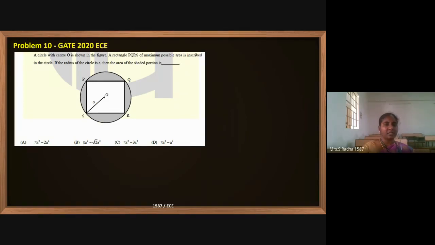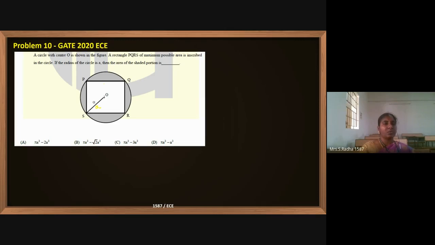This radius, this is alpha given here, but it is A. Radius of the circle is A. Then the area of the shaded portion. So this is the shaded portion, outside the rectangle. This question is given in GATE 2020 in EC paper, last year's EC paper.